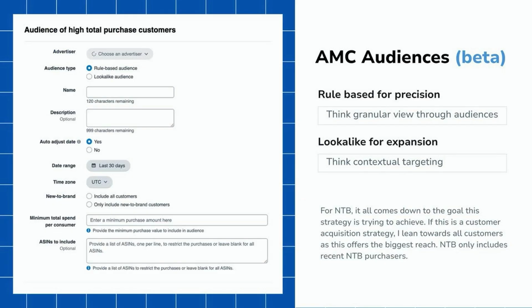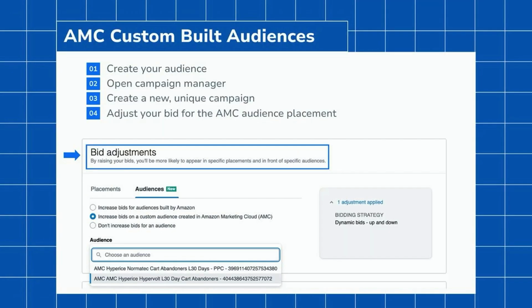So here's a quick screenshot of what it looks like. These are, again, not the templated audience directly in Ad Console. If you go in and want to create your own AMC audiences, we like to think of rules-based for precision, lookalike if you want to expand and create a larger audience. And then again, it all comes down to what your objectives are. Are you wanting to drive awareness? Are you wanting to drive conversion rate? All of that's possible directly within AMC.